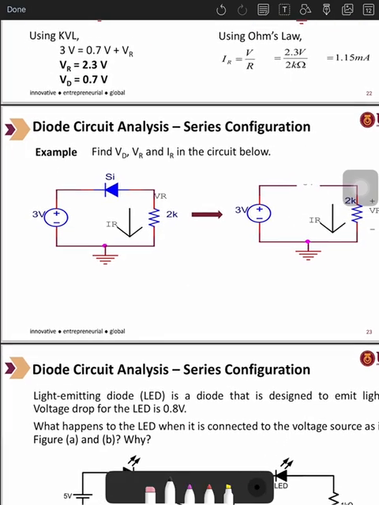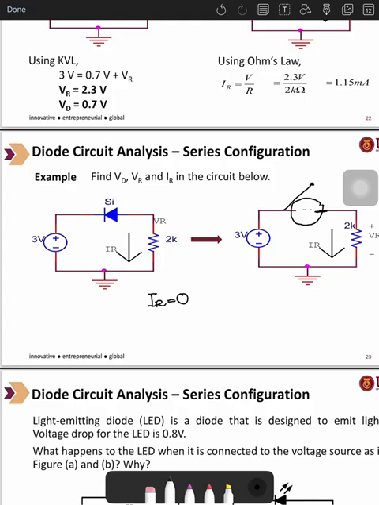Now when your IR is equal to 0, by using Ohm's law, we know that VR is equal to IRR, so it is also equal to 0. Then, when you apply the KVL, we know that your VD is equal to negative 3 volts. This one.